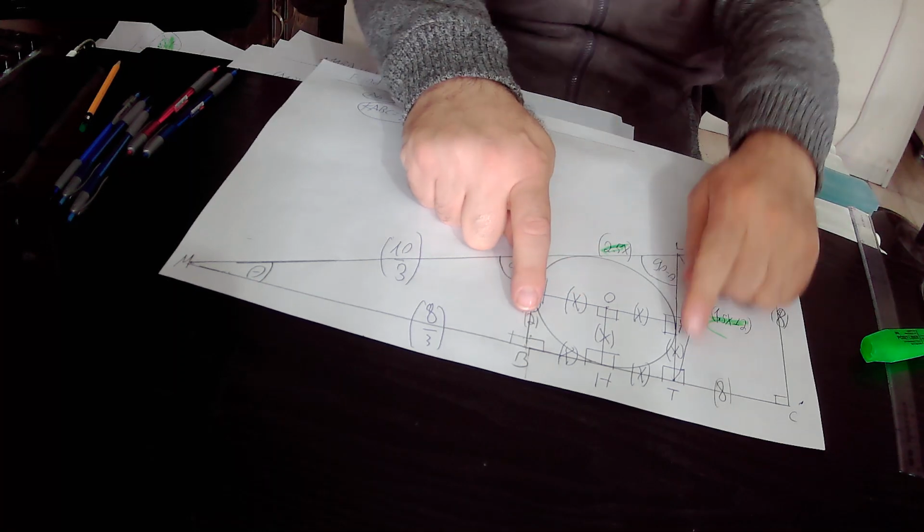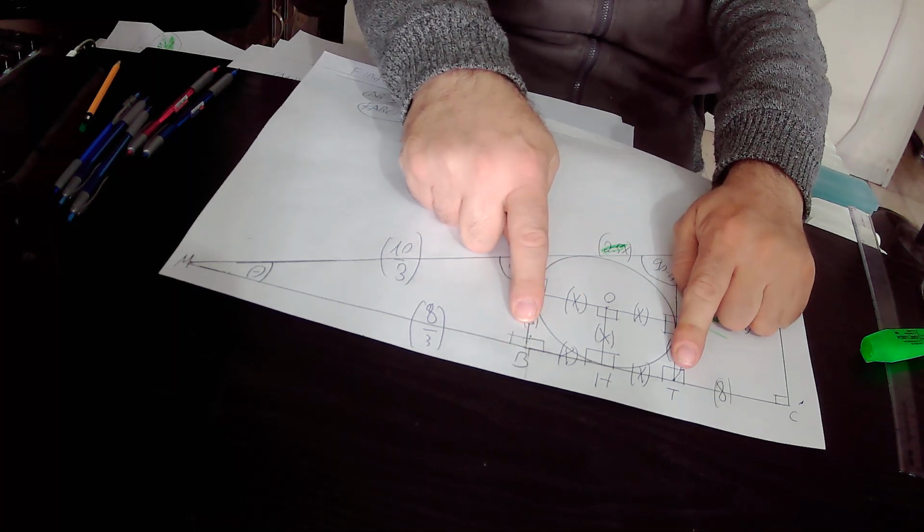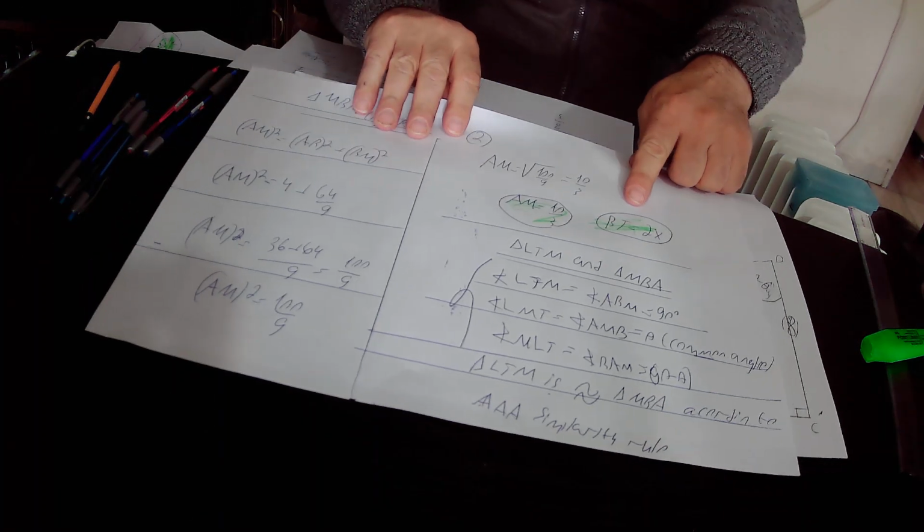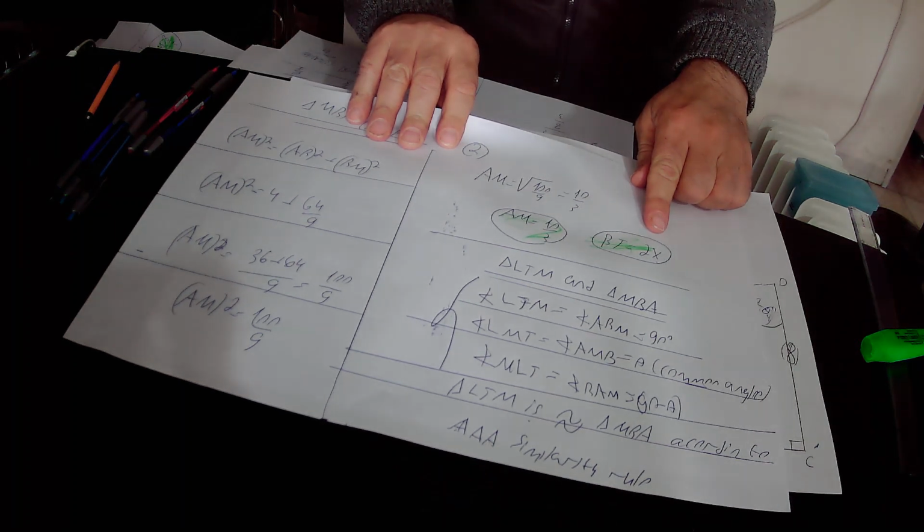In conclusion, we found out that BT in total equals X plus X, that is 2X. Here BT equals 2X. BT equals 2X units in its length.